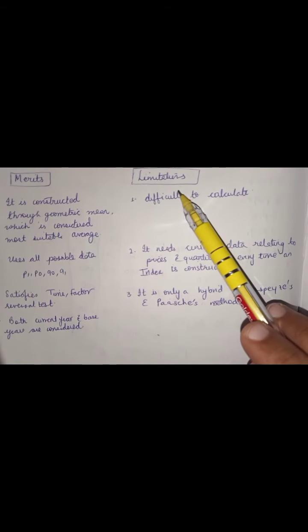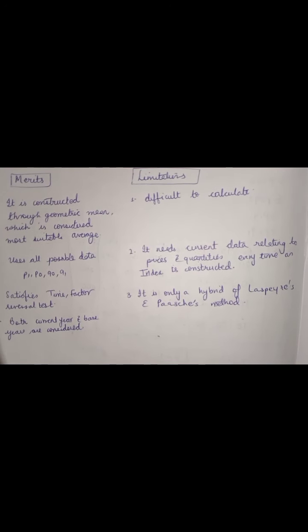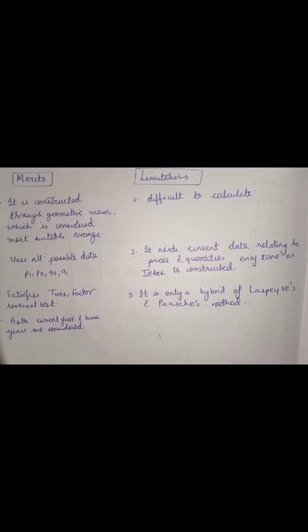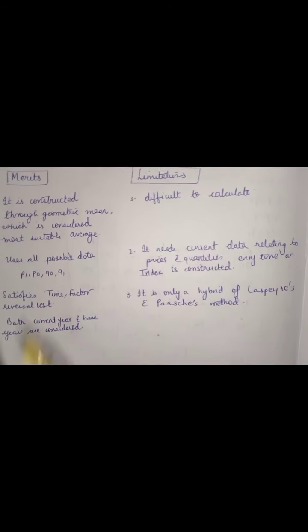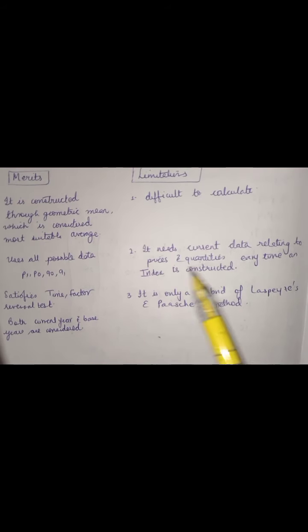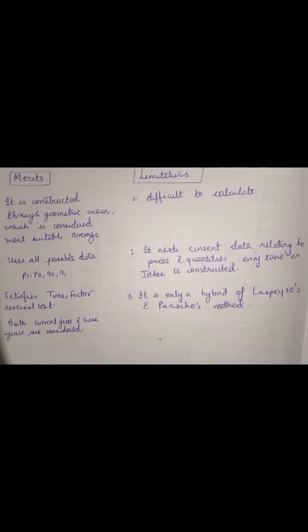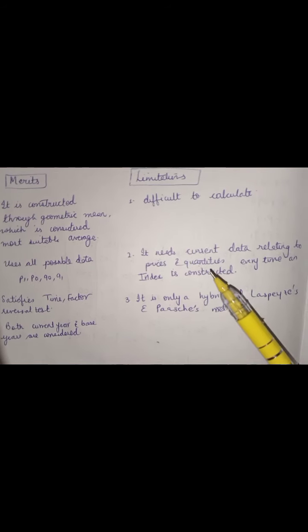Now let us quickly see the limitations. It is difficult to calculate since there are a lot of products and a lot of data involved. The second point states that it needs current data relating to price and quantity every time an index is constructed. Whenever we construct real-time indexes, we need to have all the current possible data of prices and quantities. It is only a hybrid of the Laspeyres and Paasche methods.